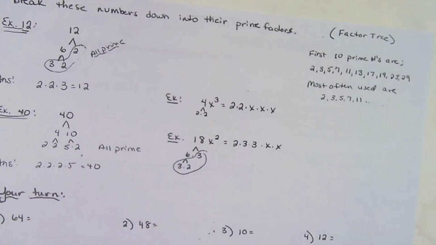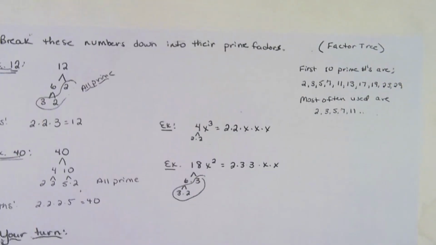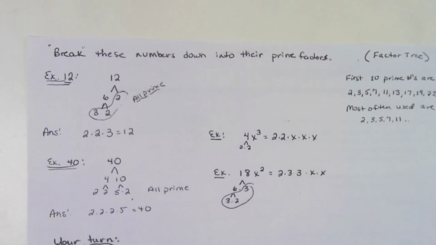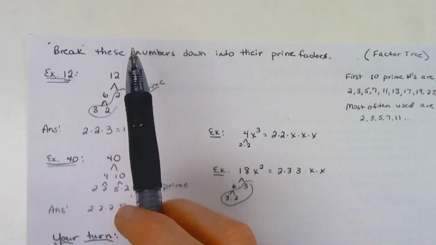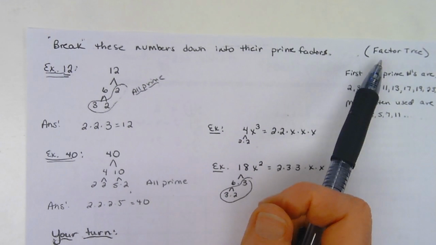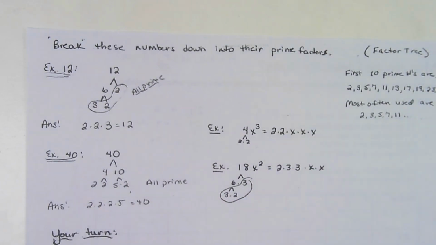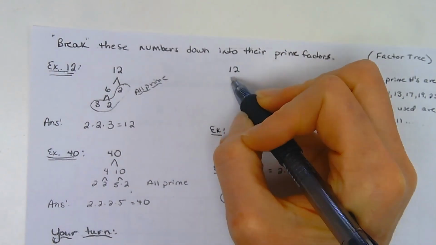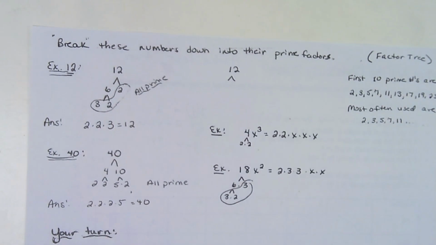Now on the other side, I talk a little bit about prime numbers and how to break a number down into its prime factors. For instance, here's the number 12. We're going to make a factor tree, and I think we've done this in this class before. You've probably done it before in your life, but here's the number 12, and I'm going to rewrite it here and just break it down into its prime factors.